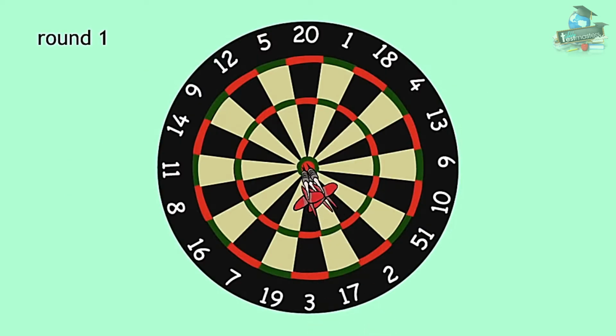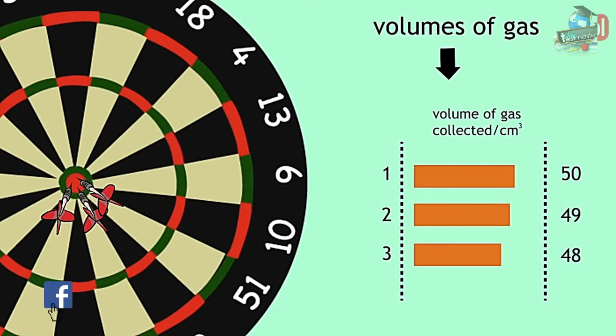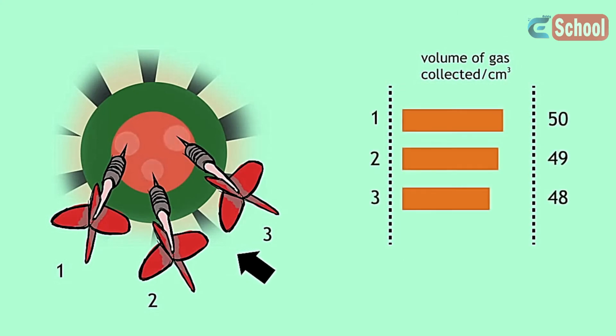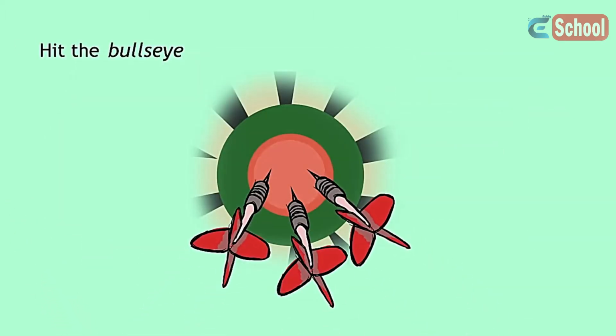Imagine you throw 3 darts in round 1 and they hit the dartboard like this. You also measure your volumes of gas. What do you notice about where each dart has landed and the volumes of gas collected? Pause, think, and continue. The answer is that all of your darts have hit the bullseye. We would say your throw in this round is accurate.